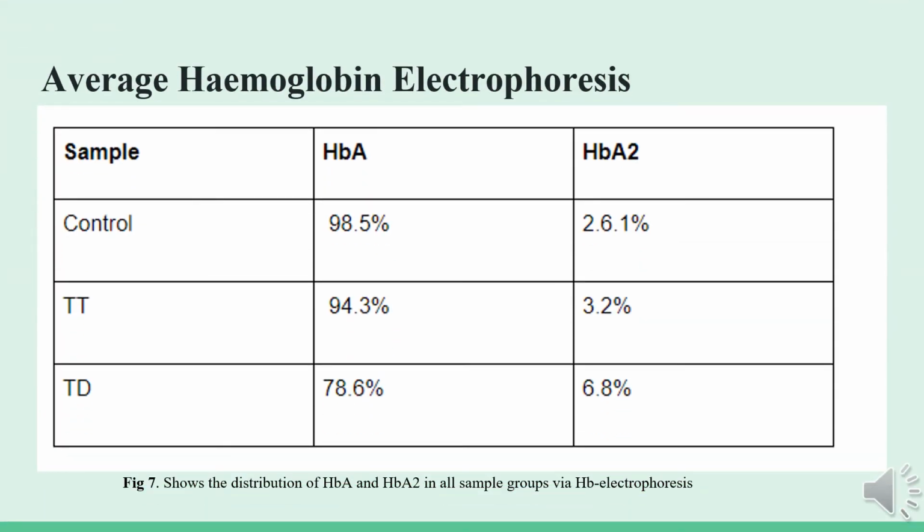And our last result, figure 7, shows hemoglobin electrophoresis in all sample groups. Overall, compared to the controls, the hemoglobin A values were lower in patients with thalassemia, whereas the hemoglobin A2 values were high in patients with thalassemia than the controls. The results show that elevated levels of hemoglobin A2 is seen in beta thalassemia patients, with also reduced hemoglobin A values due to compensation of lack of beta globins.